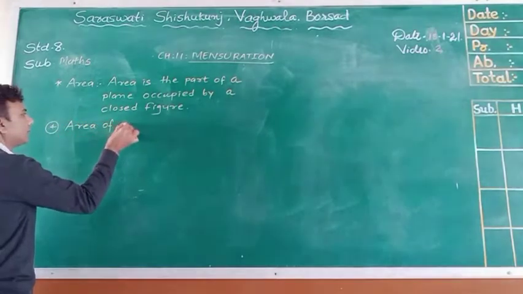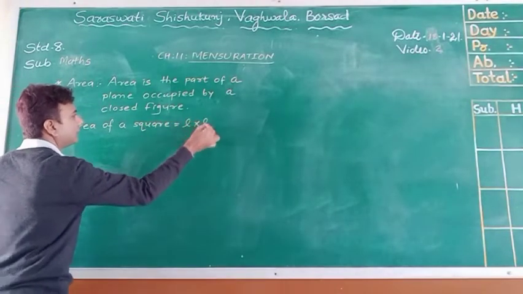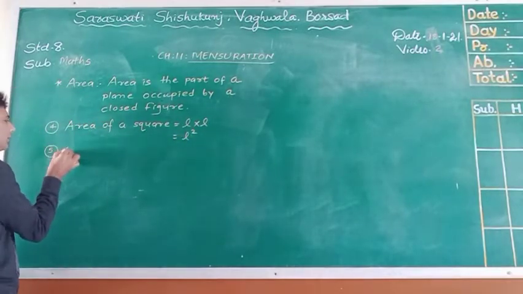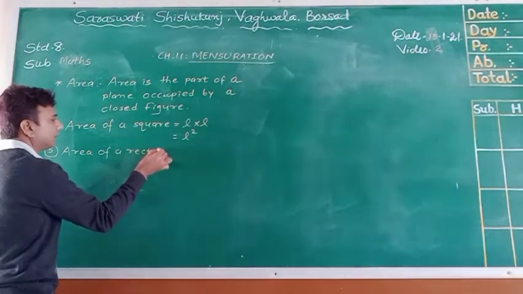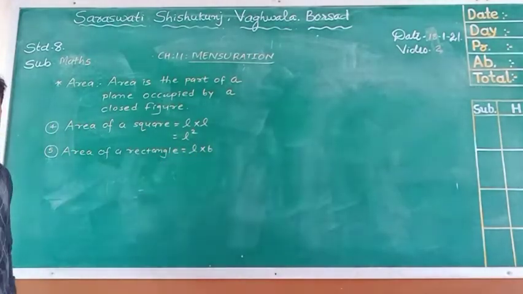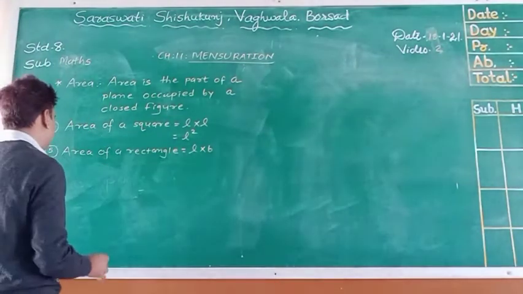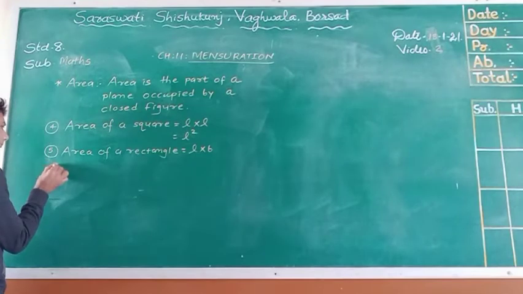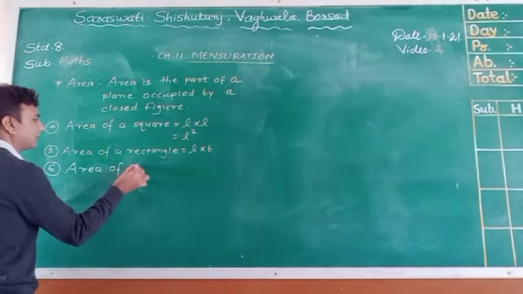Area of a square equal to L into L, means L square. And area of a rectangle equal to L into B. This formula we already learned. Now today we will learn the sixth formula, area of a circle.